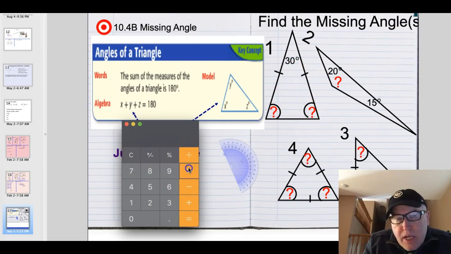Again, take those times 2. Gives you 150. Add in that top one, plus 30. And you're right back to your 180.